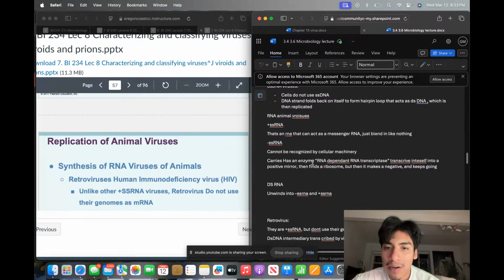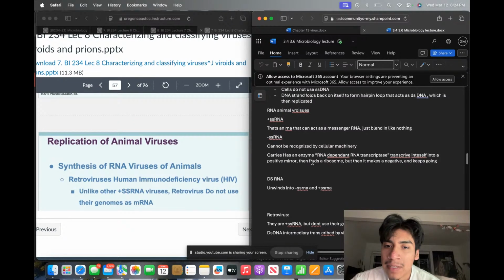Positive single-stranded RNA. That's an RNA. Negative single-stranded RNA cannot be recognized by cellular machinery. So that's why it has to transcribe itself in order to be recognized, and it's going to transcribe itself again to make the opposite, the negative, and then it's going to send it into a capsid, and it's going to make a new virus.